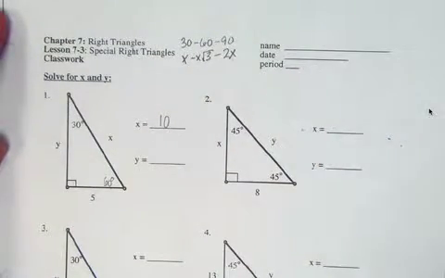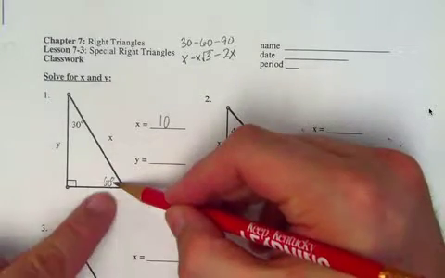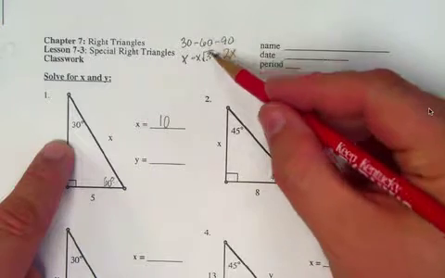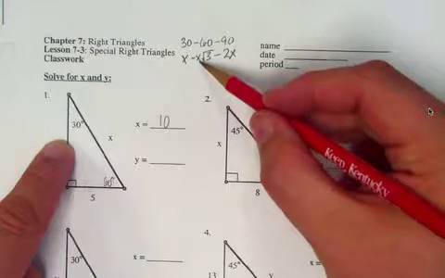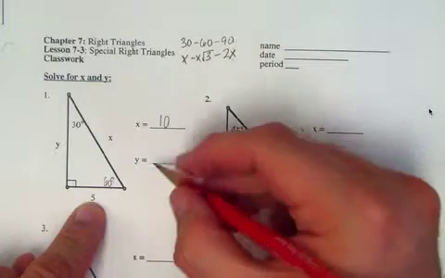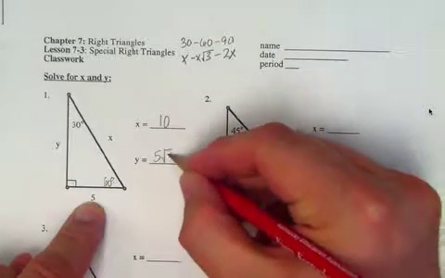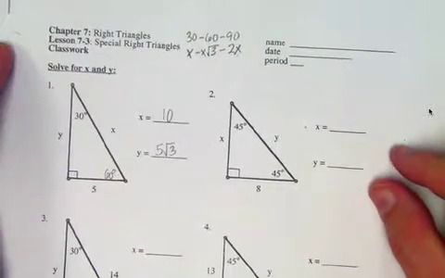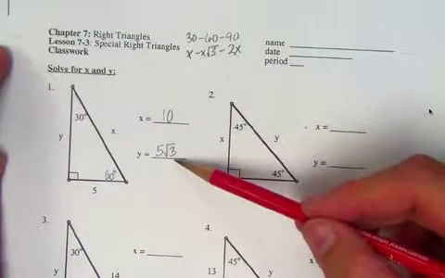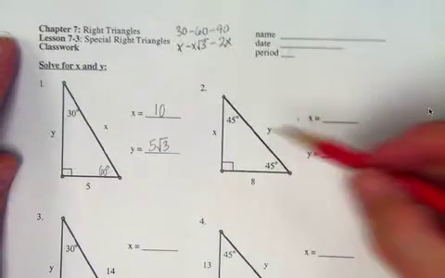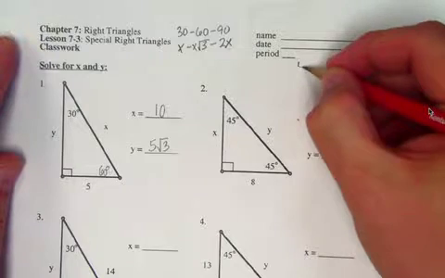Then to find the value of y, we recognize that it is opposite the 60-degree angle, and the side opposite the 60-degree angle is always the value of the shortest side of the triangle, or the shortest leg, times the square root of 3. In this case, that would be 5 radical 3. So the answer to number 1, x is equal to 10, and y is equal to 5 square roots of 3. For question number 2, we have a 45, 45, 90 triangle.